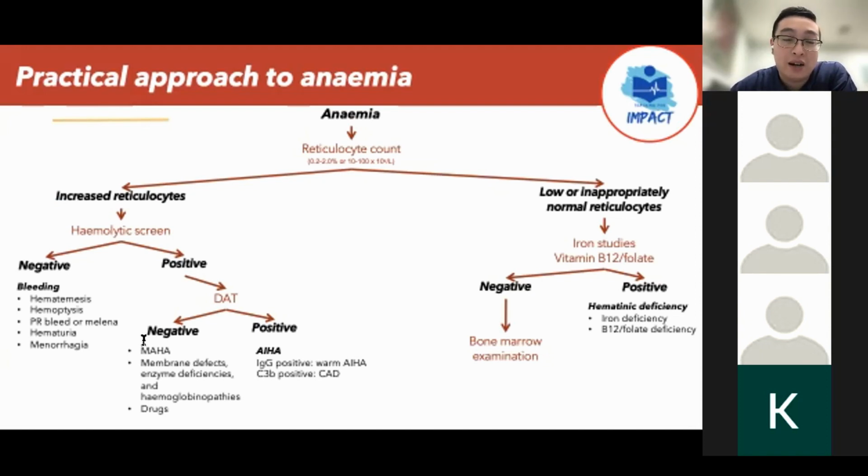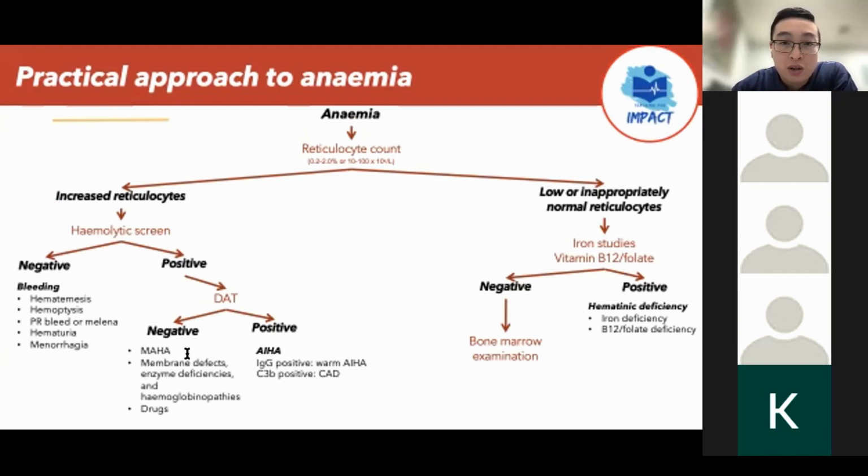And then if you're strongly suspecting TTP, then you'll commence plasmapheresis. If you're suspecting HUS, then you might send a stool culture and PCR, and it will return positive for Shiga toxin producing E. coli. DIC, the hallmark of DIC is a decreased fibrinogen, and that's available on a routine coagulation profile.